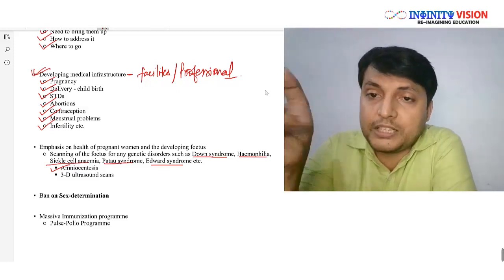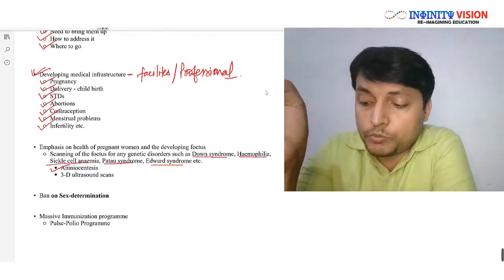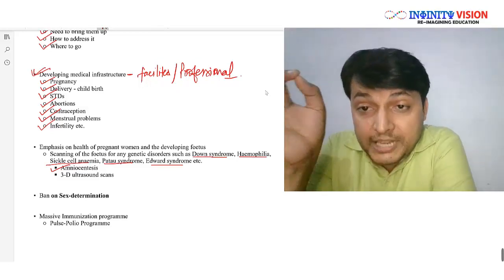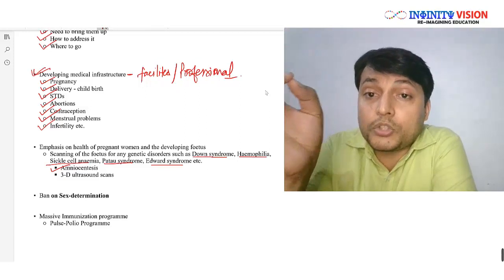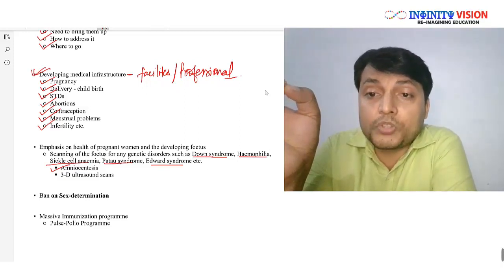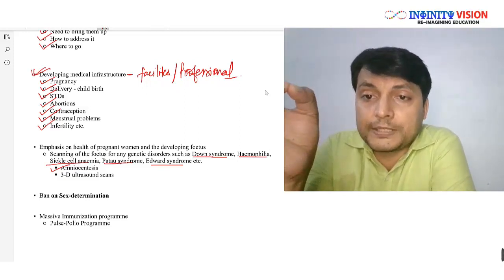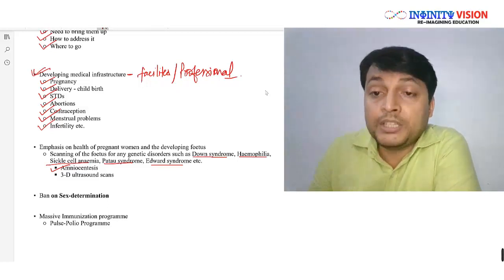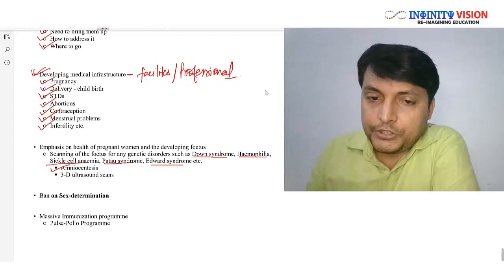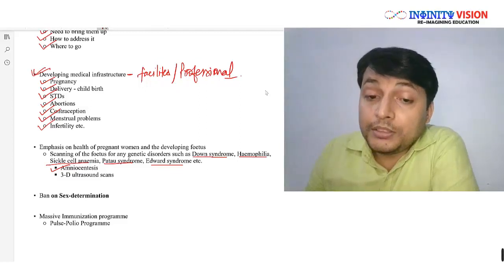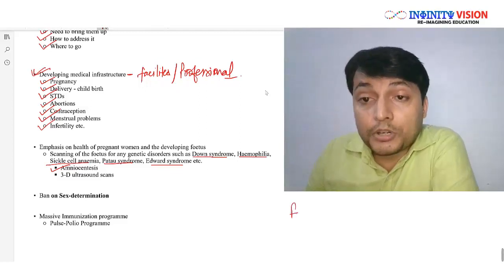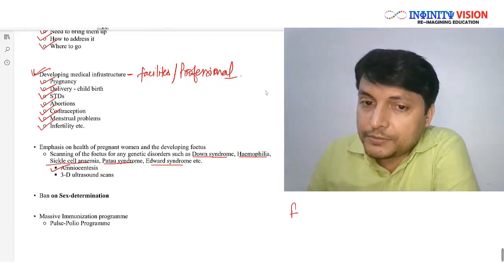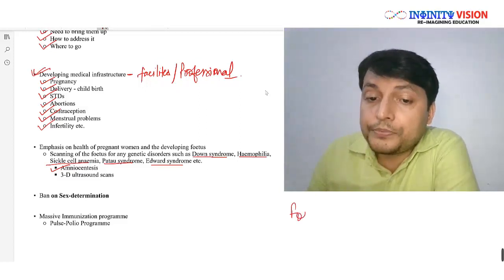gender of the developing fetus, and if it was found to be a female, many couples opted to kill this fetus, this female fetus, or in other words, they abort this fetus. Now, this act of aborting the female fetus is like killing the female fetus, and this is called feticide.